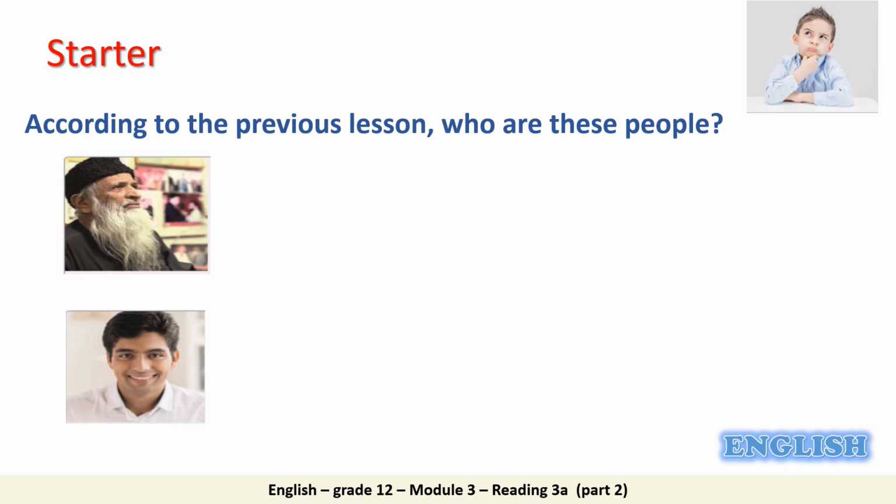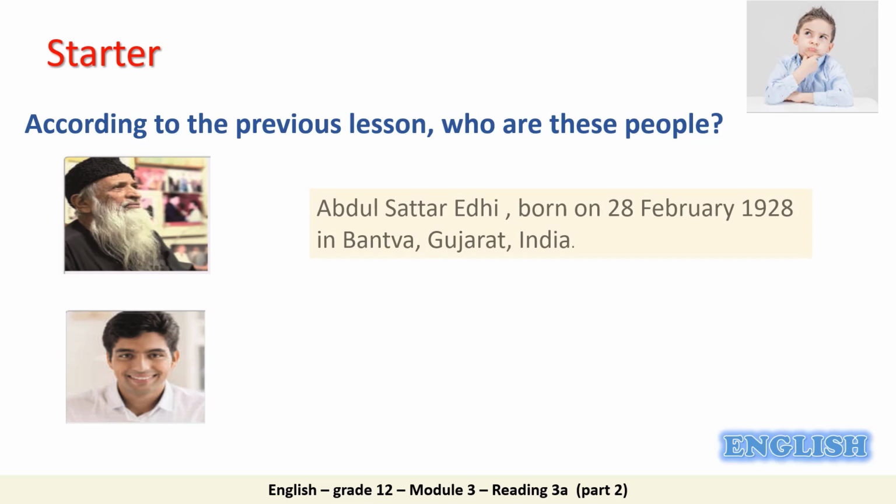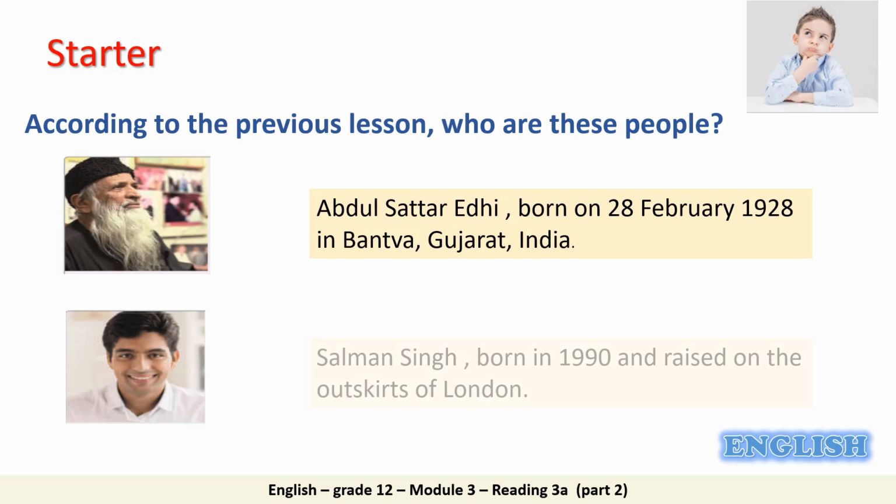So who can tell me, what's the name of the old man? Good. His name is Abdul Satar Edhi. He was born in India on the 28th of February, 1928. What about this young man? Good. His name is Salman Singh. He was born in 1990 and raised on the outskirts of London.